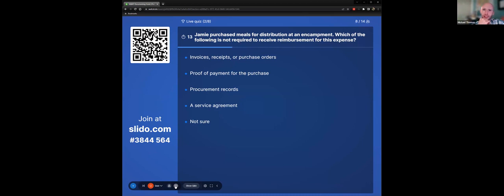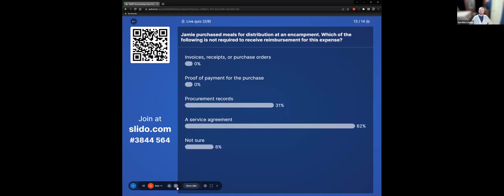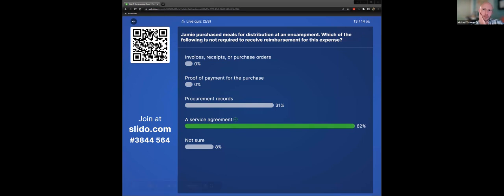Meals distributed at an encampment. One of those things does not make good sense there. Almost there. Lots of answers. Time's up. All right, let's have a look. Ooh. Service agreement, by far the biggest one. That is, of course, correct. You would not have a service agreement for meals that were purchased. So that is not required.